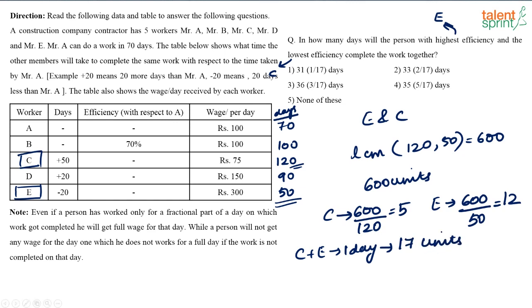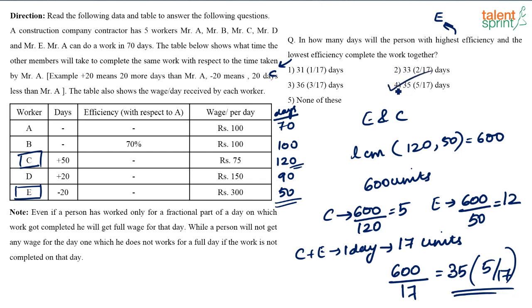So totally in how many days will they finish 600 units? 600 units will be finished by them in 600 divided by 17 days, which is 35 point some value. You can take it as 35 from the options. 35 5 by 17. That is option 4. See, I just used the LCM method here. I hope all of you know this. So it's very easy, right?